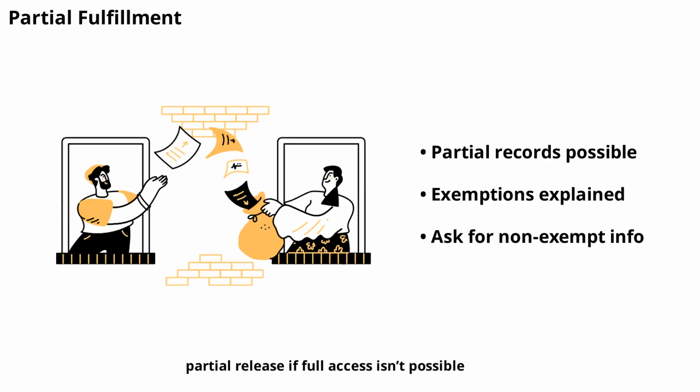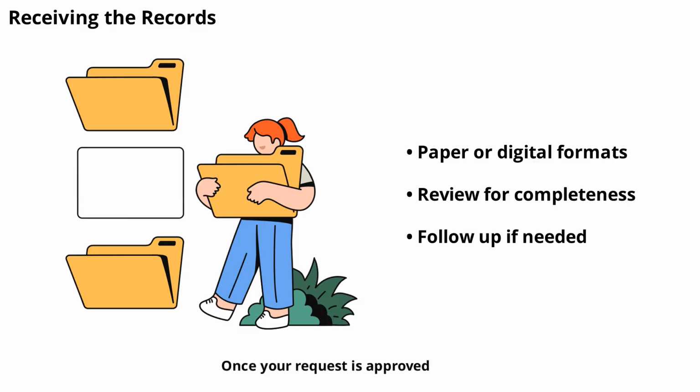Once your request is approved, you'll receive the records in the format specified by the agency. This could be paper copies, digital files, or even access to an online database. Be sure to review the records carefully to ensure you received everything you requested. If anything is missing, follow up with the agency for clarification.